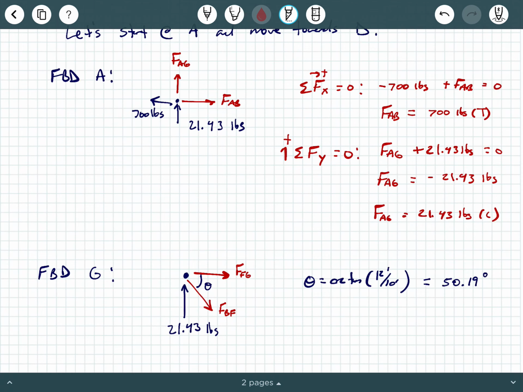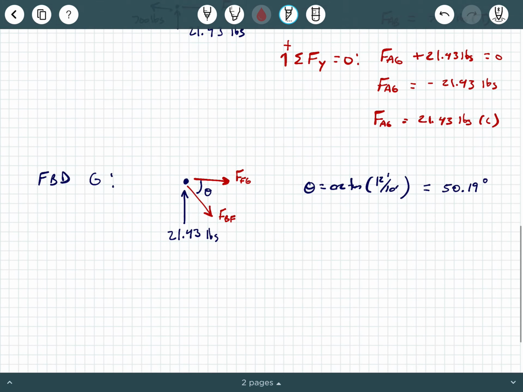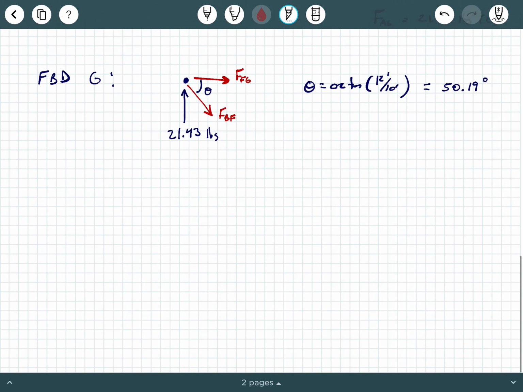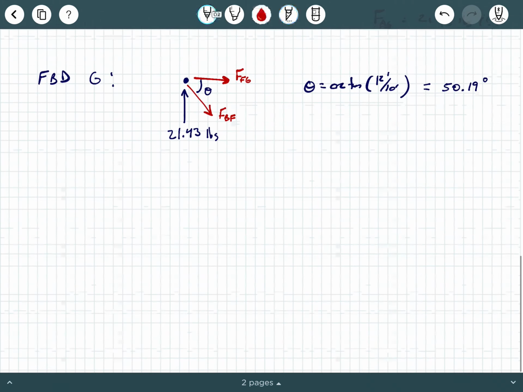Well, remember, we calculated the force in FG as 21.43 pounds in compression. So when we were at the free body diagram of A, the force in AG is actually pointing down towards A, which means on the opposite side of that member, when we're at joint G, it's pointing still at joint G. It's got to be pointing equal and opposite. So make sure you understand that directionality.